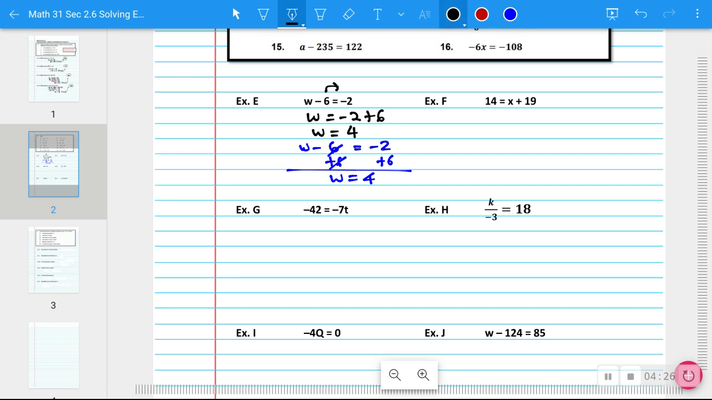All right, so let's see what we get here. We're adding 19, so we're going to counteract that by subtracting 19 on the other side.